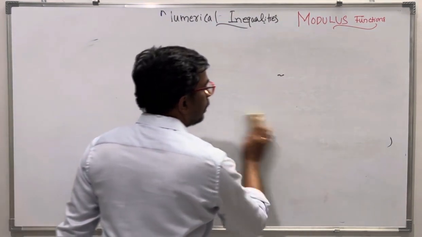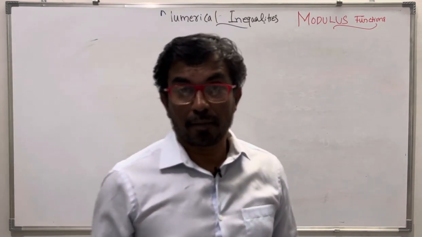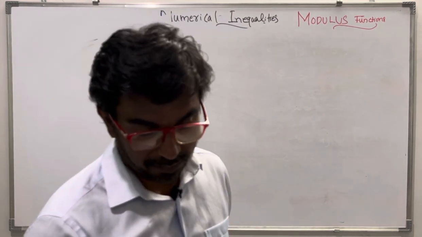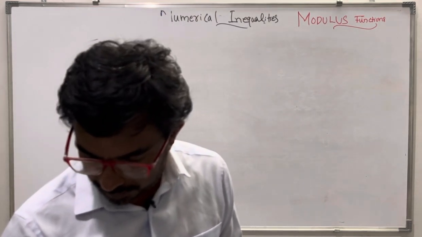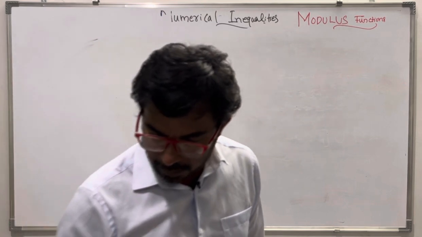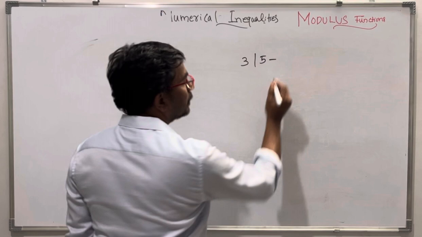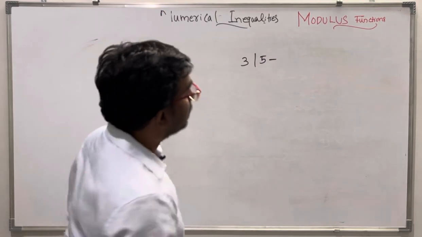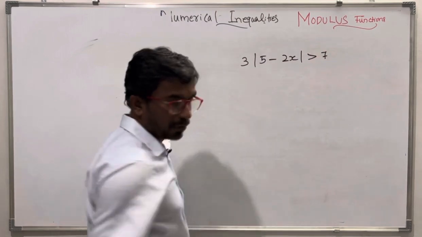One area which I did not mention is where modulus variables come on both sides. I'll speak about that later. Let me do another question. How do we deal with this case? 3 modulus 5 minus 2x greater than 7. This is the question.